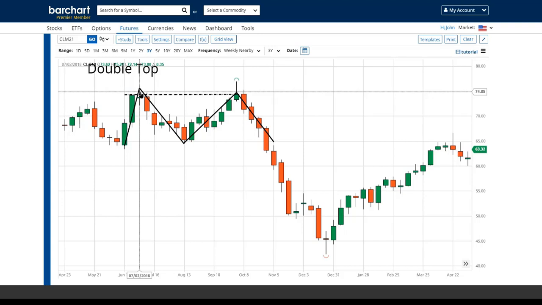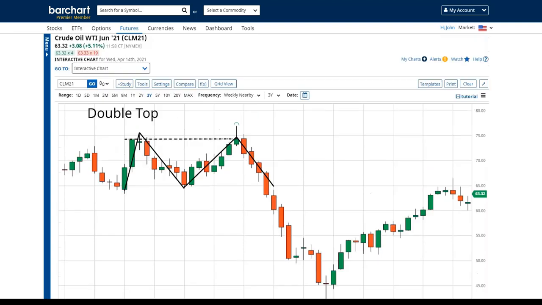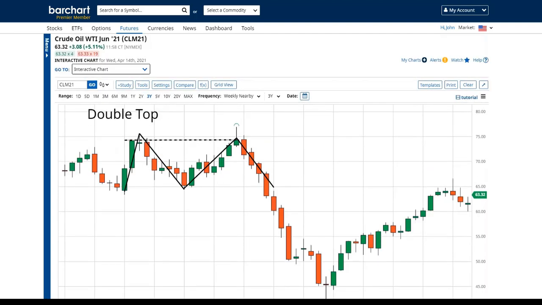Now, a downtrend confirmation can occur when price falls below the low between our two tops. Once price falls below there, then we can make the assumption that we are now in a downtrend.